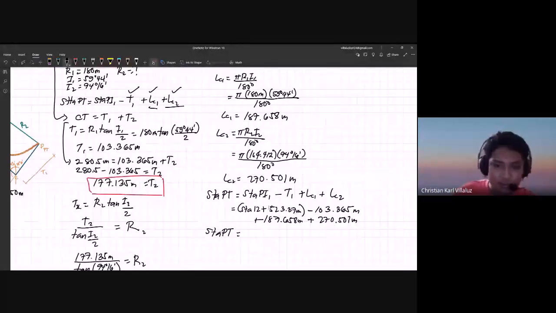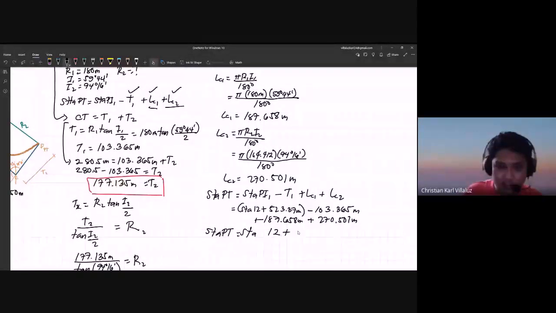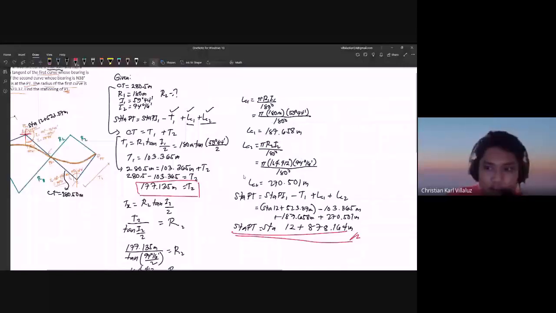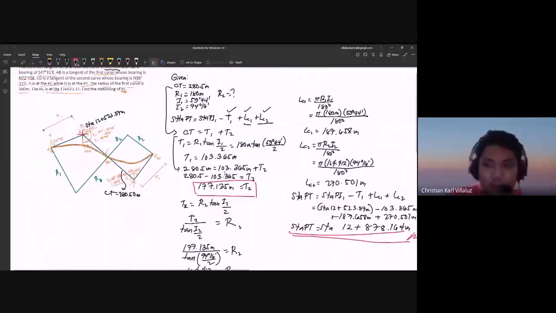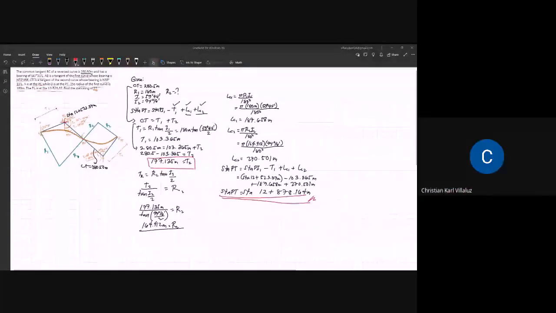So, stationing natin sa PT is 12 plus 878.164 meters. So, ganun lang. So, ganun lang sa non-parallel tangents. Usually, binibigay yung bearing ng mga tangents. Okay? And yung mga bearing na yun ay makakatulong din sa paghanap ng angles of intersection of each curve.